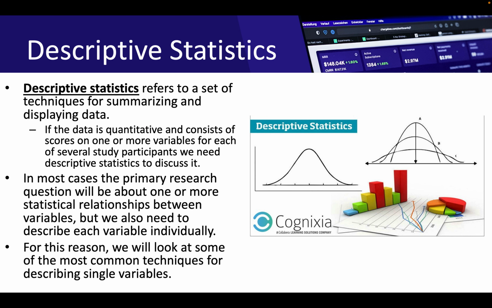So today we're going to talk about descriptive statistics. Descriptive statistics refers to the set of techniques for summarizing and displaying data. As I said before, it has to do with raw data. With inferential statistics, of course, you're trying to make determinations. But descriptive statistics is just the raw data, presenting the results in numerical form. If the data is quantitative and consists of scores on one or more variables for each of several study participants, we need descriptive statistics to discuss it.